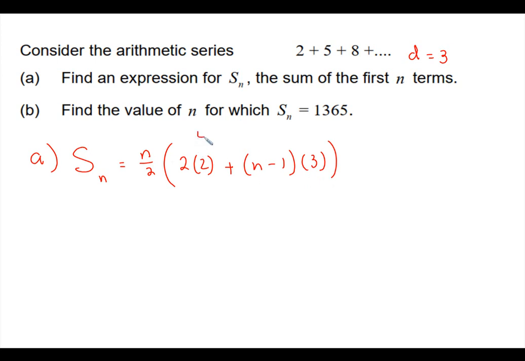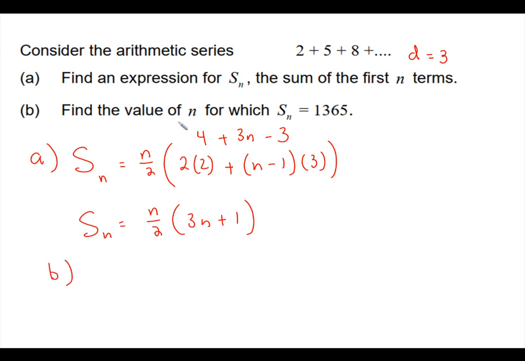So I can simplify this. This will be 4 here plus 3n minus 3. So it looks like I'm going to end up with n over 2, right? Parentheses 3n plus 1. All right, so this expression here represents the sum of some specific amount of terms. Okay, let's take a look at part B.